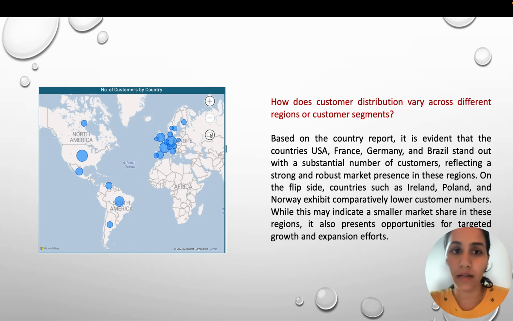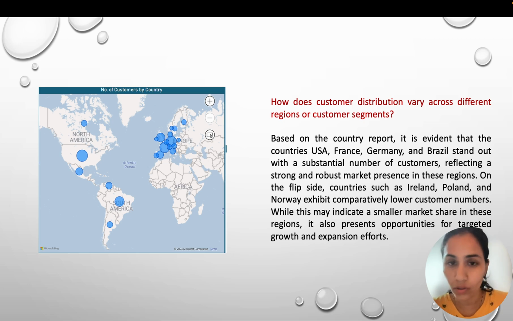Now, moving on to the first question of customer analysis. How does customer distribution vary across different regions or customer segments? For this question, I have created a map chart which shows that USA, France, and Germany have the maximum number of customers. Meanwhile, other countries like Ireland, Poland, and Norway exhibit a very low number of customers, which indicates a smaller market share in those regions.